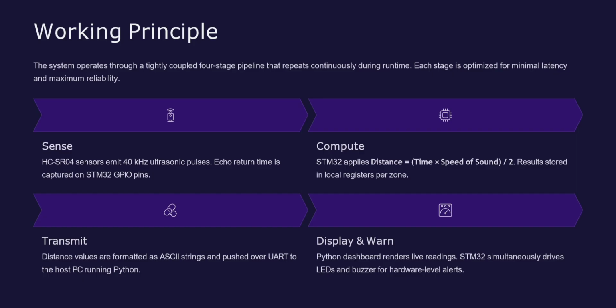Working principle. The ultrasonic sensors work by transmitting an ultrasonic pulse and receiving the reflected echo from an obstacle. Using the echo time, the STM32 calculates the distance. These values are sent to the Python dashboard through UART communication. Depending on the measured distance, the system classifies the obstacle as safe, caution, or danger and activates the fault alarm.